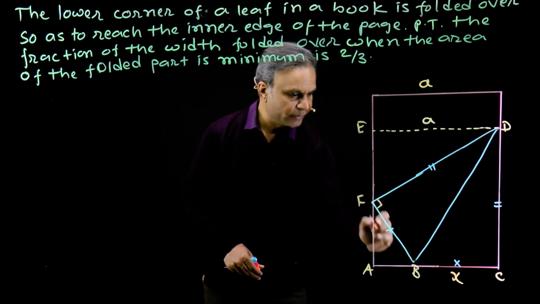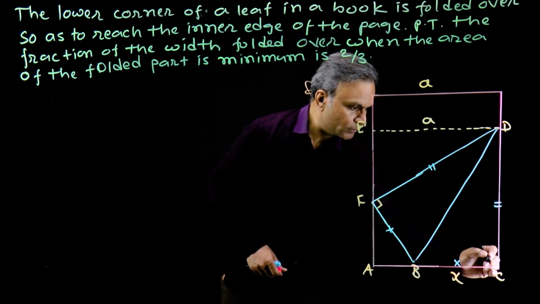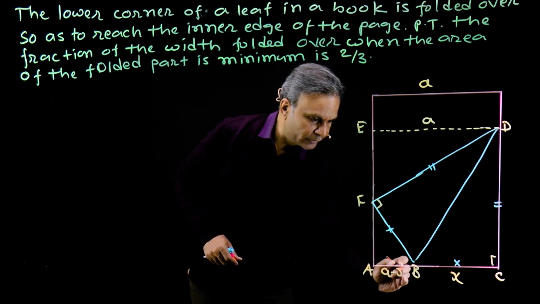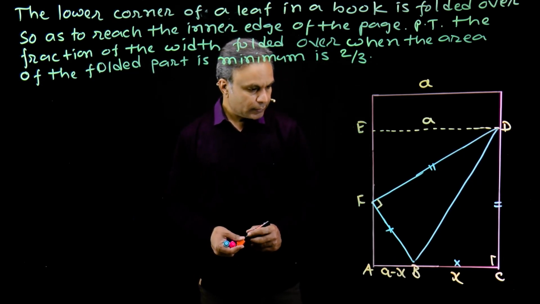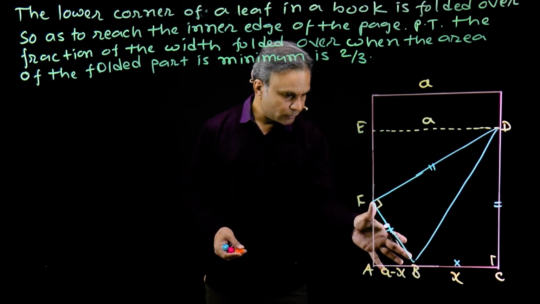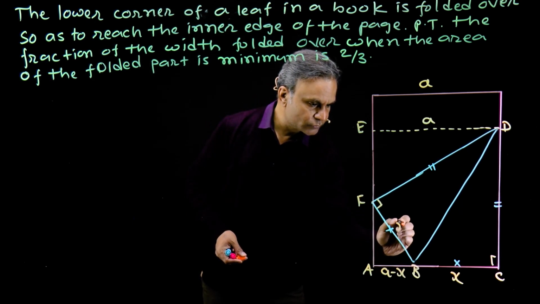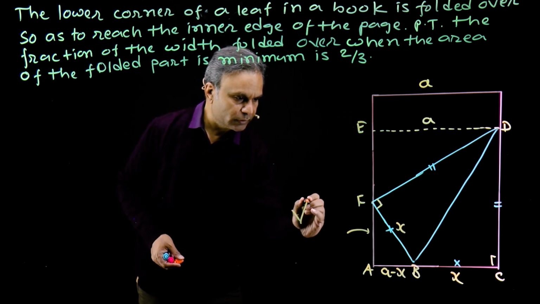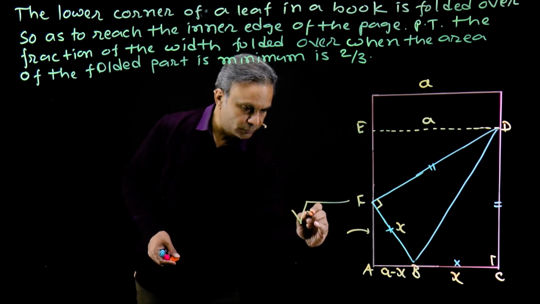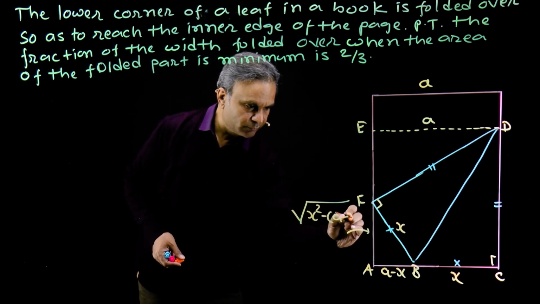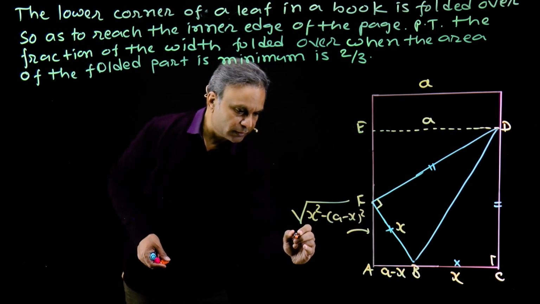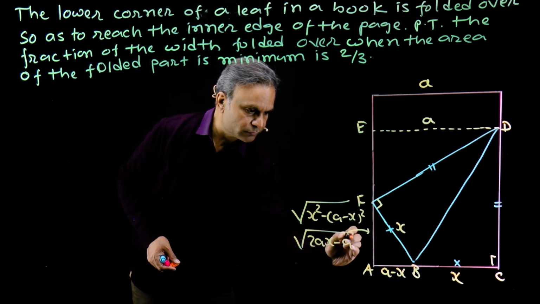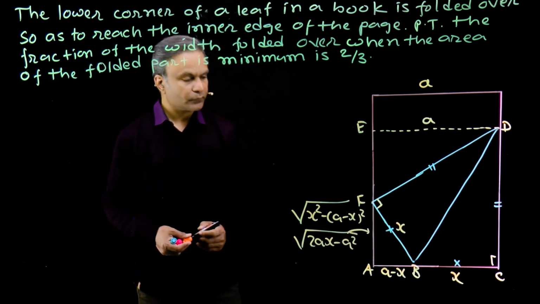This angle is 90 degrees. Suppose BC is x, then AB will be a minus x. Then FB will also be x. And AF will be the square root of x squared minus (a minus x) whole squared. This is the square root of 2ax minus a squared.